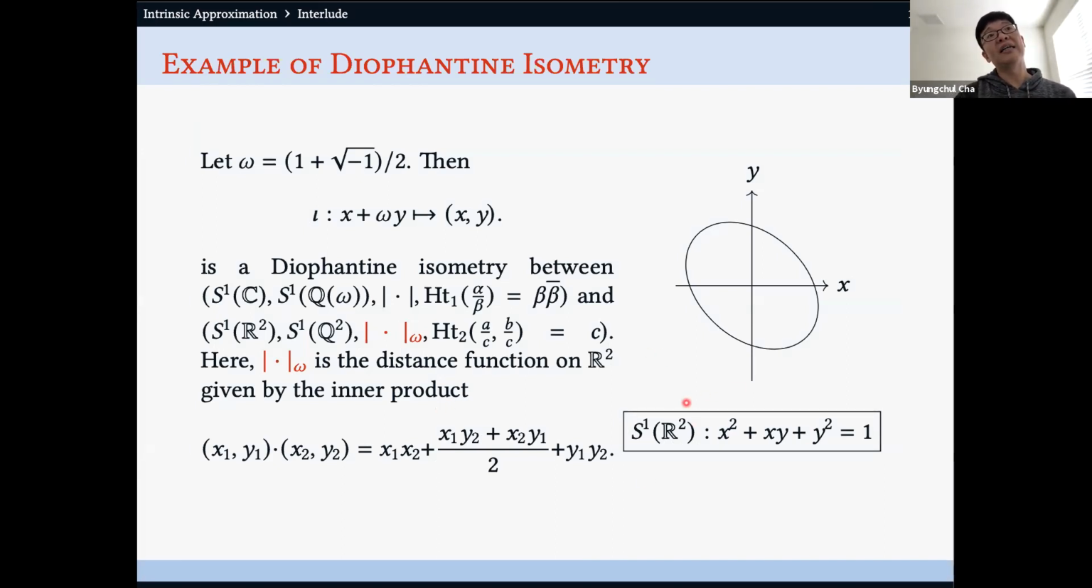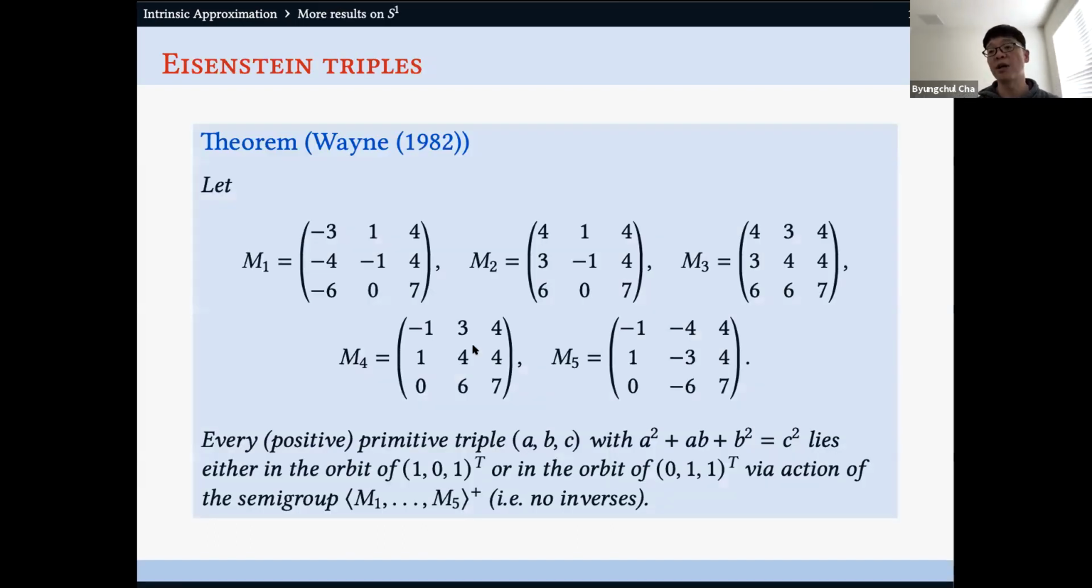Therefore, we know that the Diophantine approximation on this space is the exact same thing as Diophantine approximation on the second space. Why do I care? Because I know something about the second space, because there is a theorem about these Eisenstein triples, very much like Bergeron's theorem for Pythagorean triples.